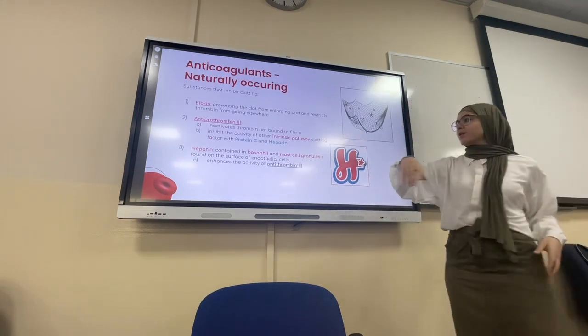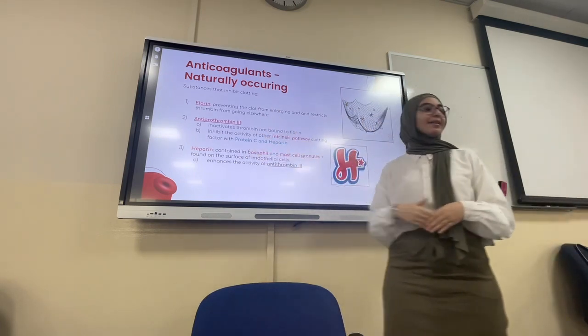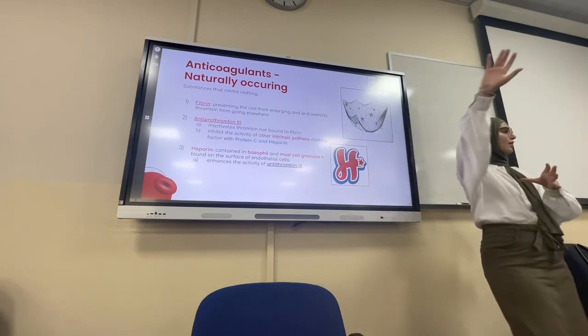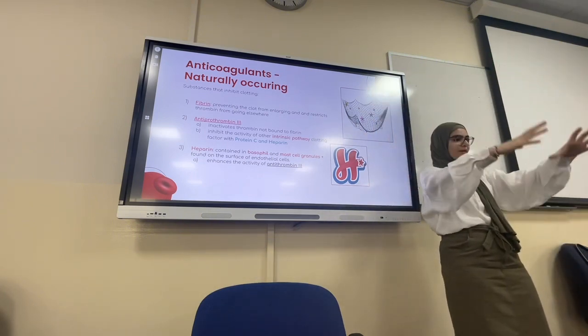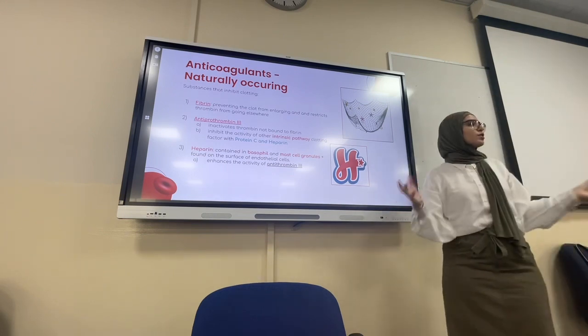One of them was antithrombin 3, as you correctly said. We also have fibrin and heparin. Fibrin is going to be like a fishnet, as we said. It's going to restrict the thrombin to that specific area and essentially prevents the clot from enlarging.